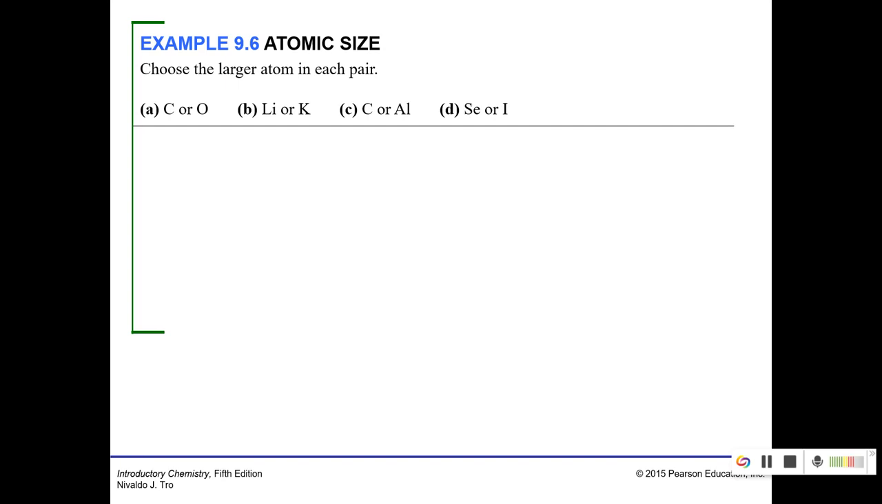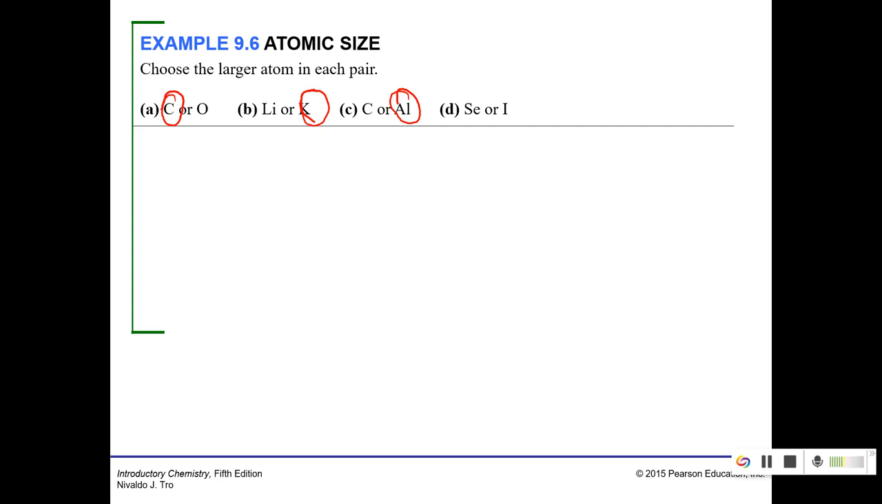All right, so here we are just comparing the elements. Between carbon and oxygen, carbon is closer to the left side of the periodic table. It has less pull or less Zeff, so it is our larger atom. Lithium and potassium. Potassium is lower. It's got 4 rings versus 2, so it is larger. Aluminum and carbon. Aluminum has 3 rings, carbon only has 2, so that's our larger one.